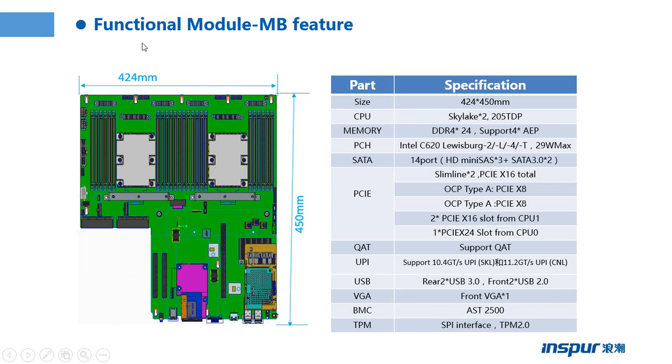This page shows the motherboard features. This one is a picture of the motherboard. From the table, we can see the specifications of the motherboard: the size, the CPU, the memory, the PCH chipset, the SATA interface, the PCI slots, the QAT, the UPI, the USB port, the VGA port, the BMC port, and the TPM port.